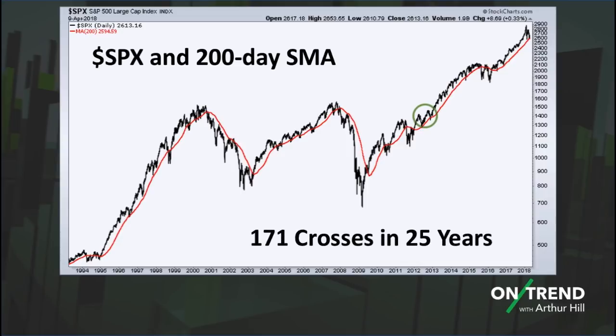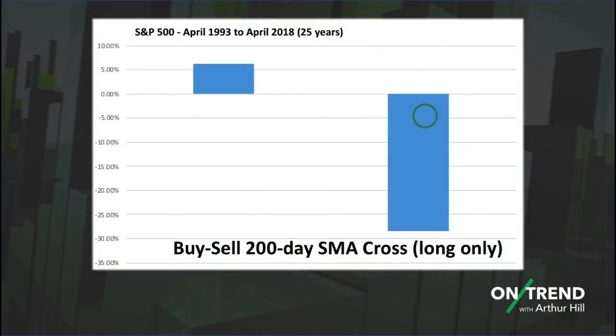171 crosses in the last 25 years. That is a lot of crosses. Those are a lot of signals. So we want to weed those out. But first, let's see how we would have performed if we had bought on a cross above the 200-day and sold on a cross below the 200-day. Not shorting. This is only a long-only strategy.